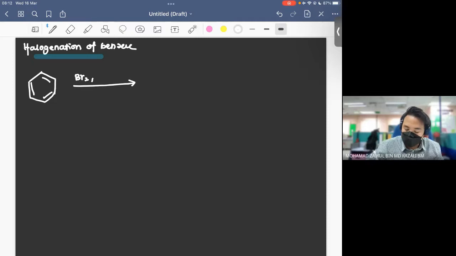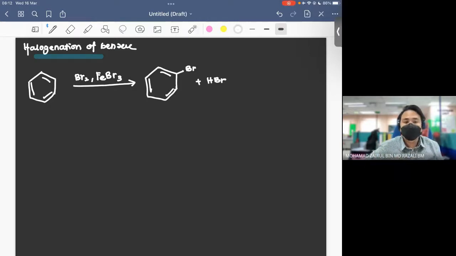So if we use Br2, then the Lewis acid is going to be FeBr3. Okay, so what will happen is we're going to produce bromobenzene plus hydrogen bromide as our byproduct. Okay, so kita nak buat dia punya mechanism. So the first step is the formation of the electrophile. So the electrophile is anything that you substitute the hydrogen with. So for this case, we substitute the hydrogen with Br. So our electrophile is going to be Br plus. Okay, so our mission sekarang ni kita nak form Br plus tu.